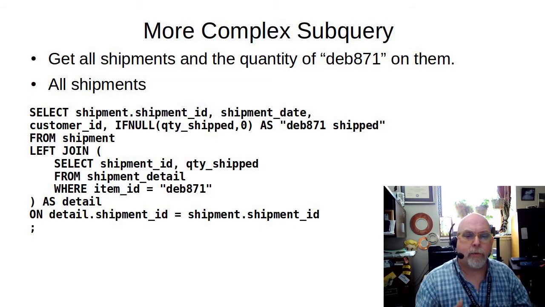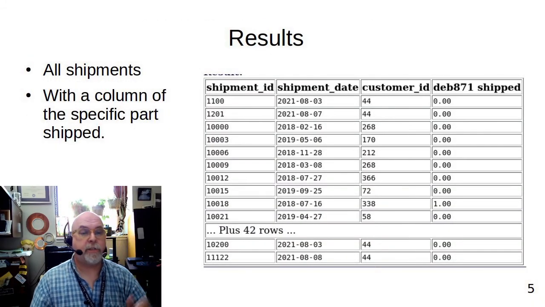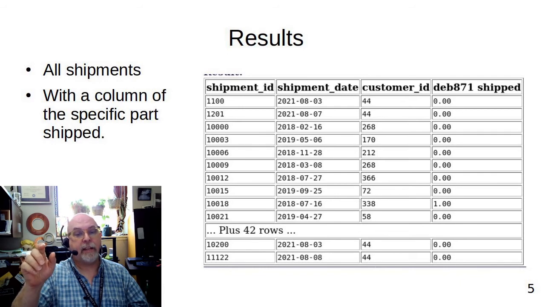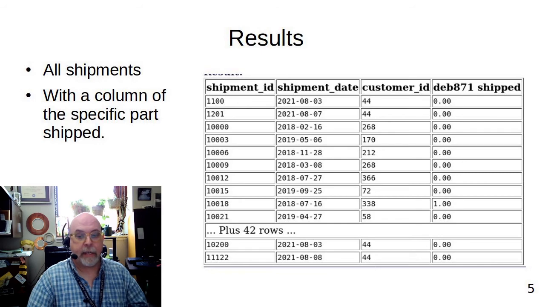Let's take a look at what the results of this are going to look like. The result set is just very simply the shipment ID, the shipment date, the customer number, and the number of EB871s that were shipped, by pulling that subselect of the 871s that were shipped, and then left joining that with the shipment table.